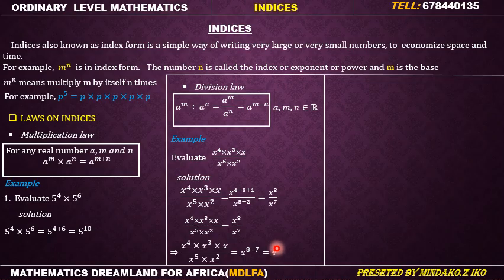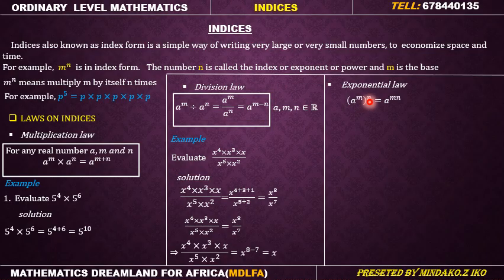All right, so let's look at the exponential law. What does the exponential law state? It states that for any real number, don't forget this definition, for any real numbers a, m, and n. Even though I did not indicate it in these other laws, just know that a, m, and n must be real numbers.